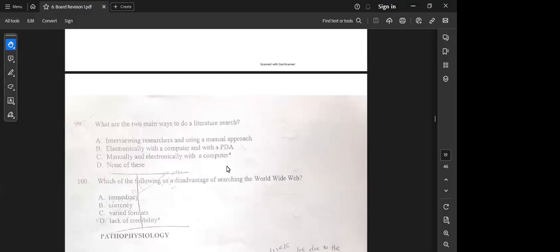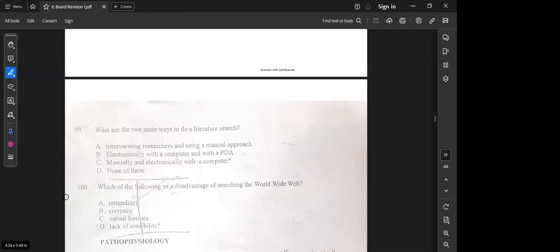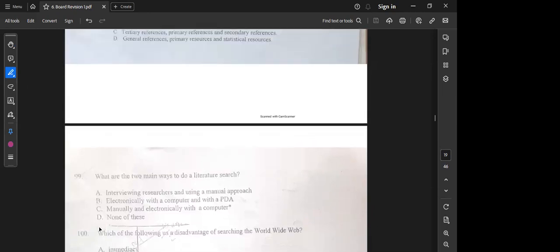Let's go. Which of the following is a disadvantage of searching the World Wide Web? You guys are pros on this one. Immediacy is an advantage. Currency is an advantage. Varied formats is also okay. I think it's a lack of credibility. That's an obvious one.